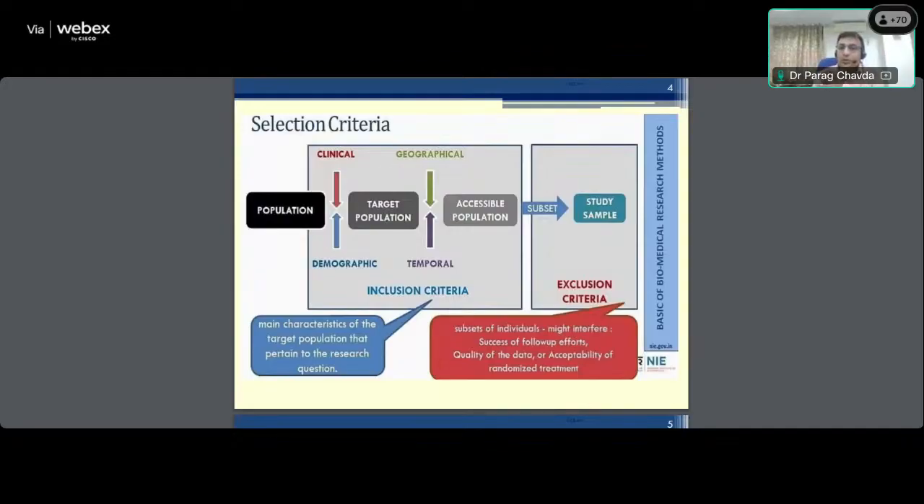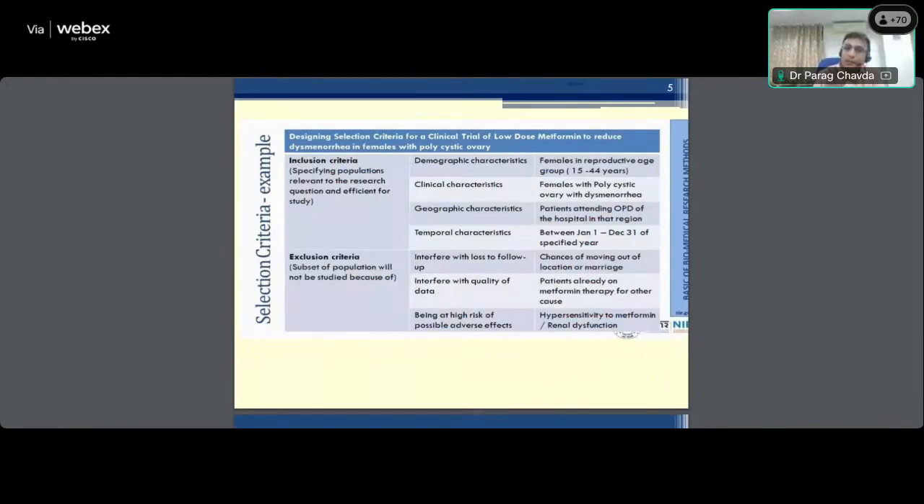So in your sessions also, this one example is taken, where the example is designing selection criteria for a clinical trial of low dose metformin to reduce dysmenorrhea in females with polycystic ovary. If we look at the inclusion criteria, they have used 2 criteria of the target population and 2 criteria of the accessible population. So females in the reproductive age group is the demographic indicator. Females with polycystic ovary with dysmenorrhea is the clinical indicator. These are the patients on which the study findings are to be generalized.